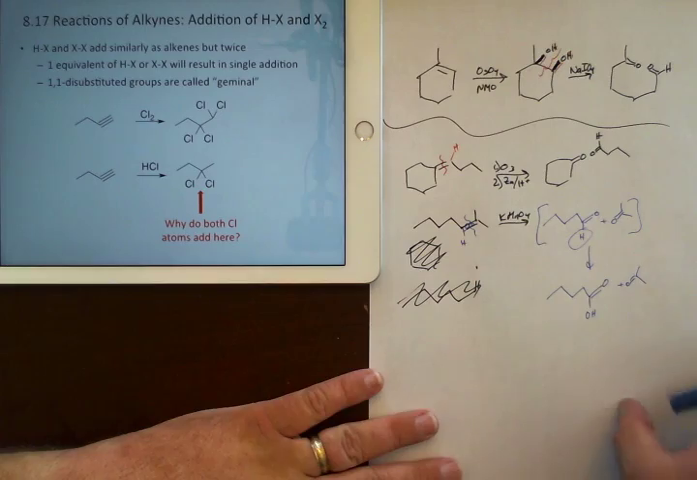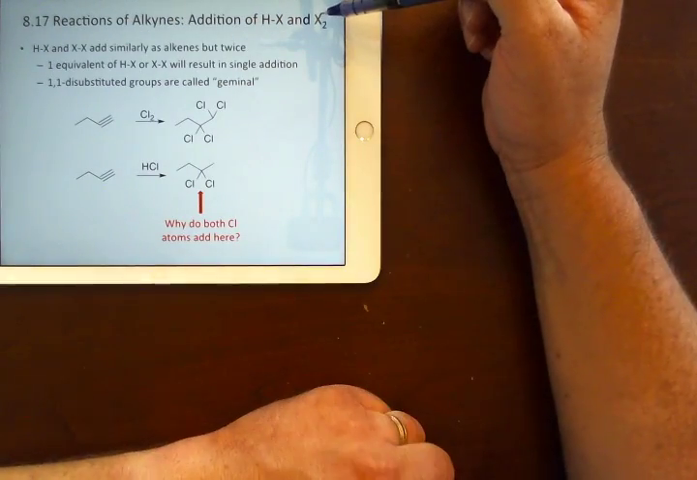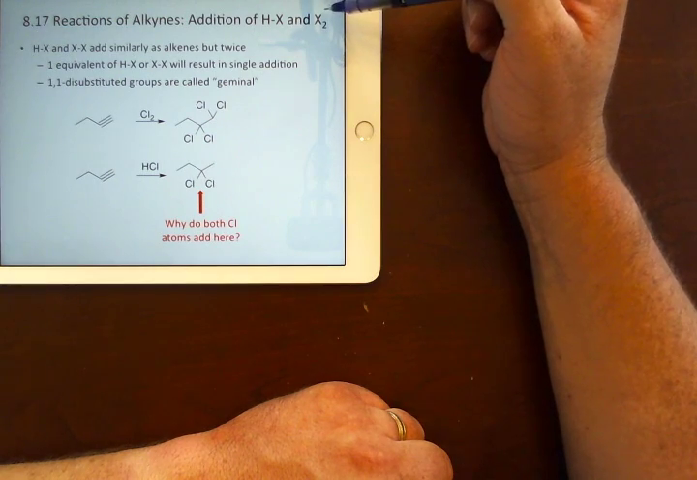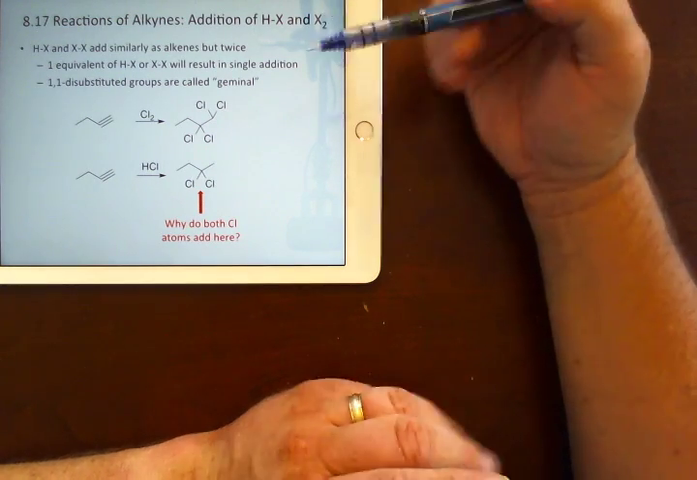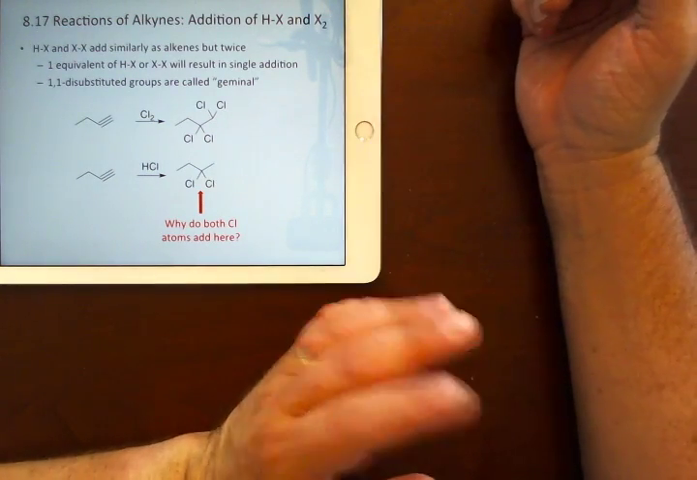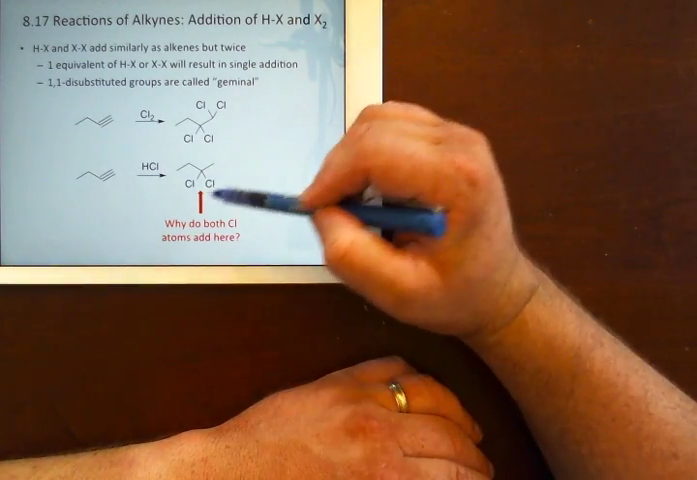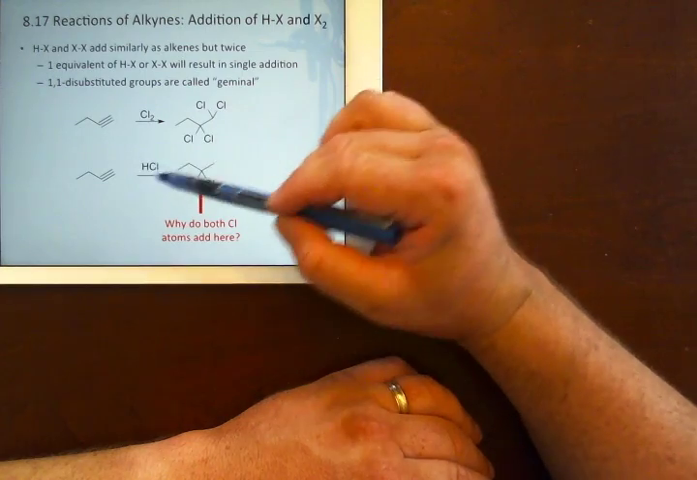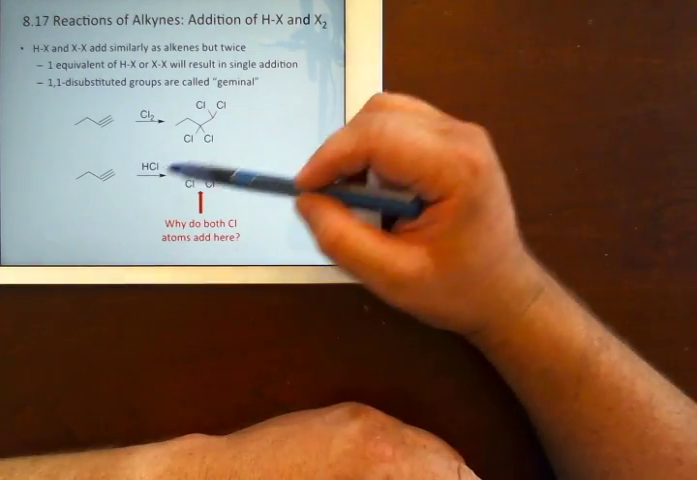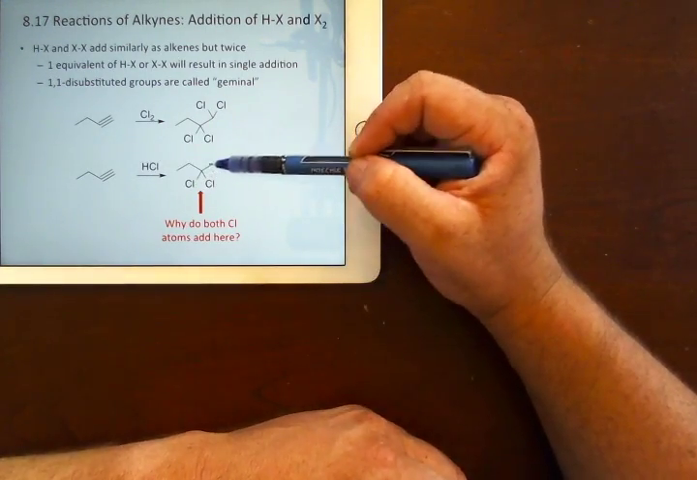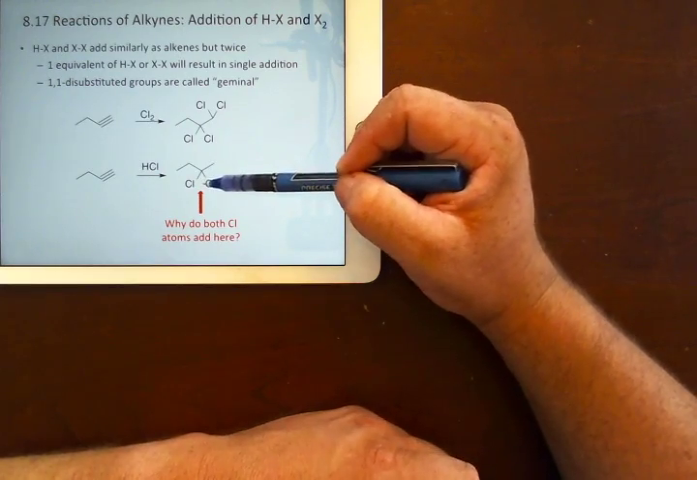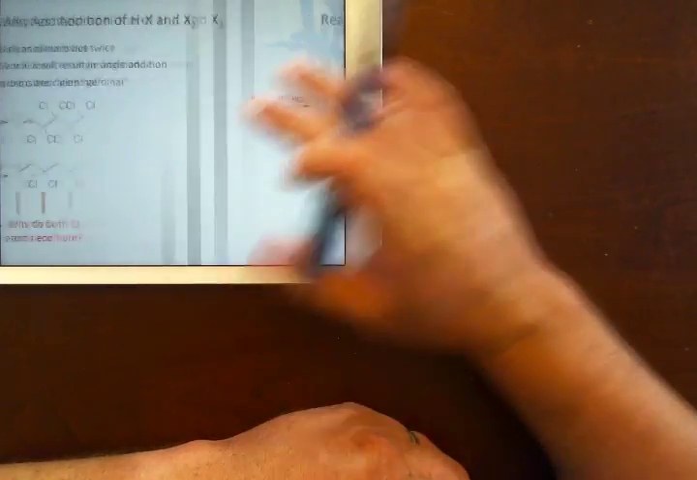Okay, so reactions with alkynes. With adding HX and just regular halides, it's going to work exactly like alkenes, except you just add it twice. But again, if you're adding HCl, you obviously need an excess of this, or at least two equivalents. The Cls are still going to go on the same side, Markovnikov, primarily.